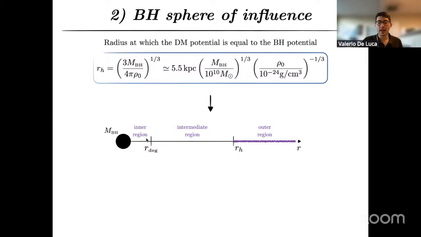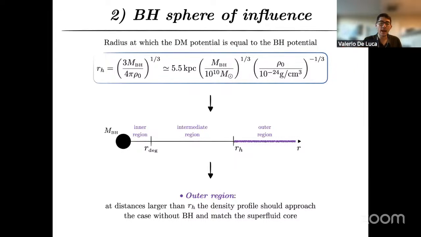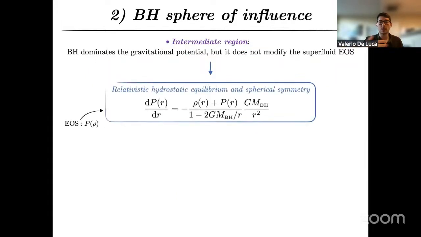So let's start with the outer region. And here, as you can expect, since we are at distances larger than R_H, the gravitational potential of the black hole is going to be basically irrelevant. So we expect to match the superfluid profile we found in the first part of the talk. But as we go to smaller distances, so we enter the intermediate region, now the black hole potential is going to be very relevant. So it will dominate the potential of the system. But it is not yet strong enough to modify the properties of the superfluid dark matter.